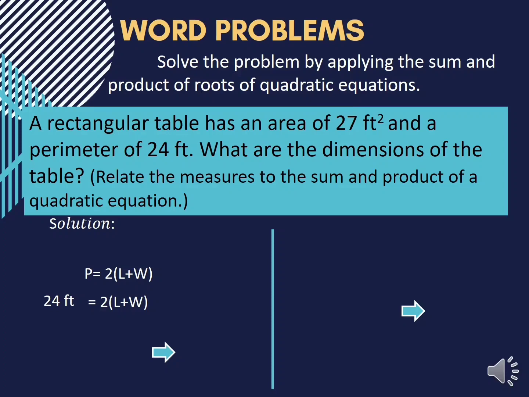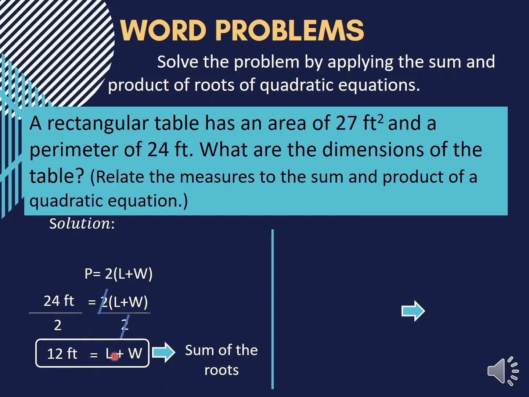But if you notice, we still have a numerical, the 2. So, what will we do to remove it, since we are only looking for the sum? We will divide both sides by 2. After dividing by 2, we can cancel it, and then 24 divided by 2, simplifying. What remains on this side is length plus width, or the sum, is equal to, what is 24 divided by 2? That is 12 feet. So, this is already our sum of the roots.